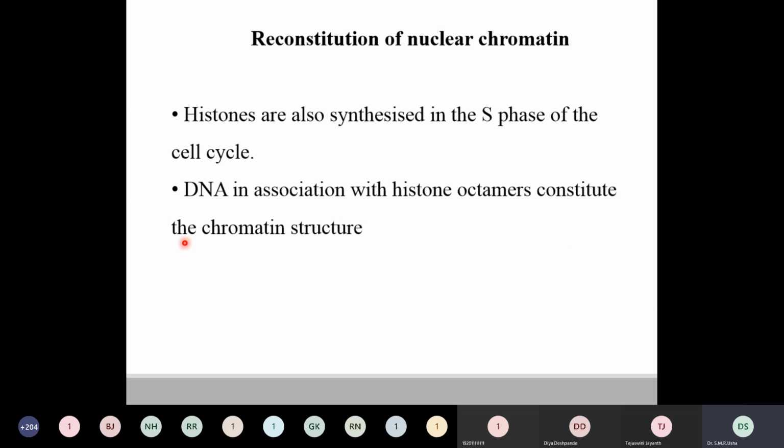So the first step is identification of ori and separation of the double strands to form single-stranded DNA, then formation of the replication fork, then chain synthesis and elongation, then comes what is the next step? Termination of DNA replication, then reconstitution of nuclear chromatin. So with this, I have completed replication.